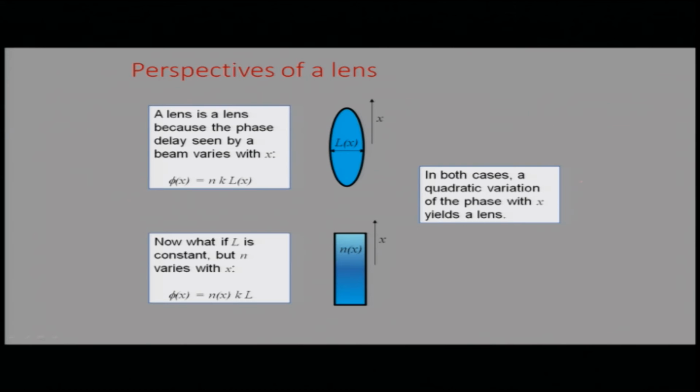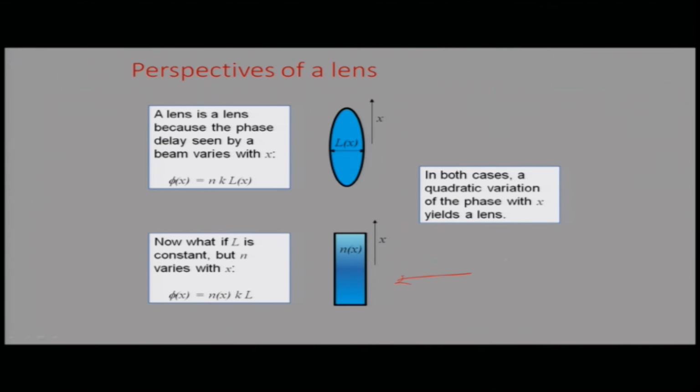So, the other principle which has really helped in generating short pulses is the idea that many materials actually behave like lenses. A lens can be due to the phase delay: the beam varies with the distance, and that is how we get a lens. However, there can be a medium where the length is constant, but its refractive index varies with the distance, and that can also act like a lens. In both cases, a quadratic variation of phase with distance yields a lens.